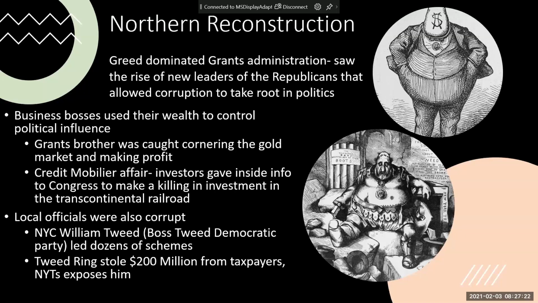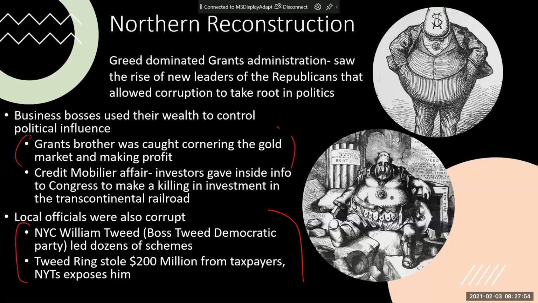You'll see some instances or examples of Boss Tweed in New York City, and these are some famous cartoons of him. Basically, he had controlled all politics within New York, and when he has all this money that he can use to influence politicians, he can now control the bills or different acts being passed. And this is happening on a larger scale, even at the federal government level. As I mentioned, Grant's administration was plagued with this on all scales.